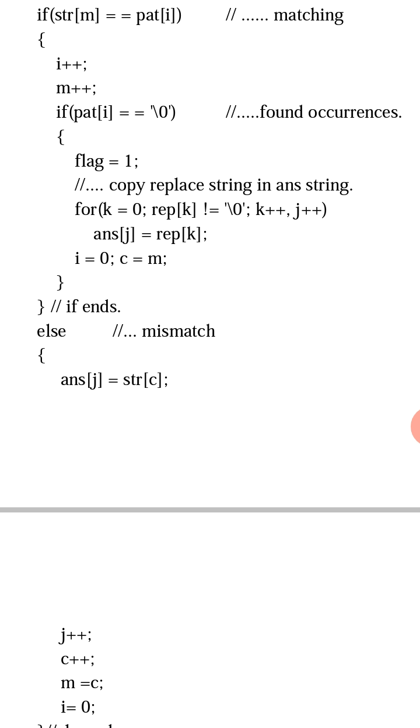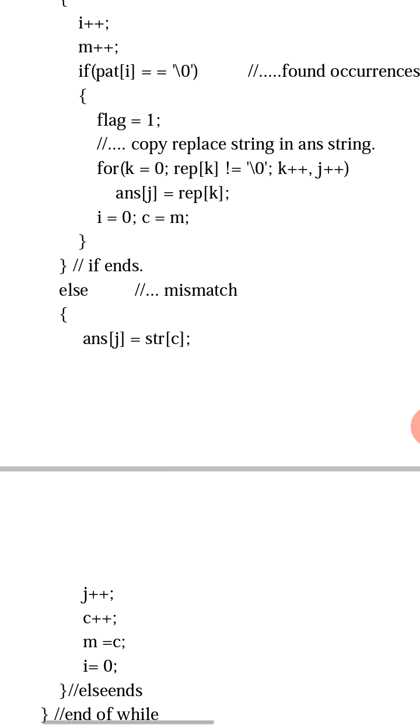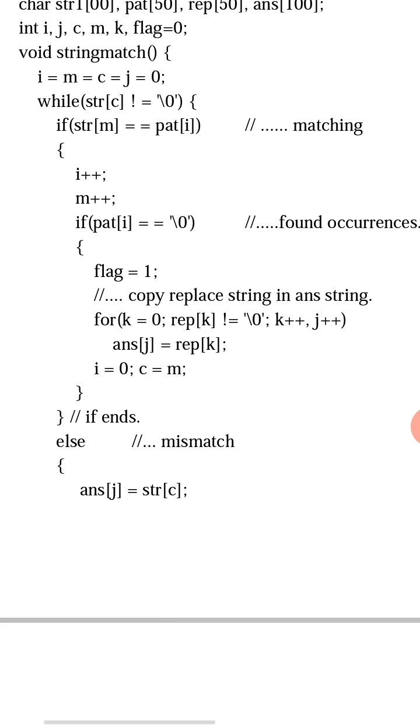Now, I have initialized my new M value to C, and I equal to 0, because I is with respect to the pattern, and the pattern should point to the 0th position only, because it is not matched yet. Again it will come to while and string of C. Now C is incremented from 0 to 1. Now string of 1 is again not equal to /0 because it is equal to G.